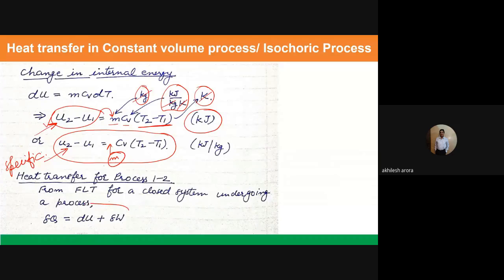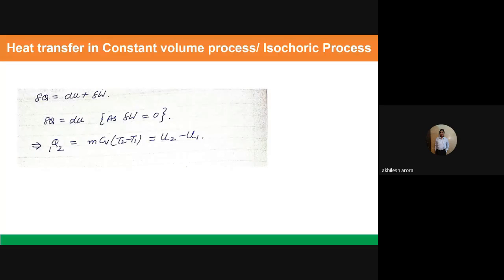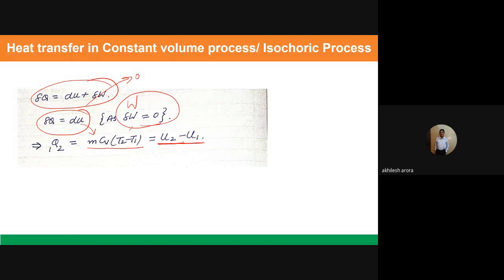Now we can calculate the value of heat transfer for this constant volume process using the equation delta Q is equal to dU plus delta W. We know the value of dU, we know the value of delta W. We can put these two values here and know the heat transfer in a constant volume process. What is the value of delta W? This is equal to 0. Once this value is 0, delta Q will be equal to dU, and dU is given by mCv (T2 minus T1), which is equal to U2 minus U1. So the heat transfer in a constant volume process is equal to the change in internal energy, U2 minus U1. This is the final conclusion for this particular case.